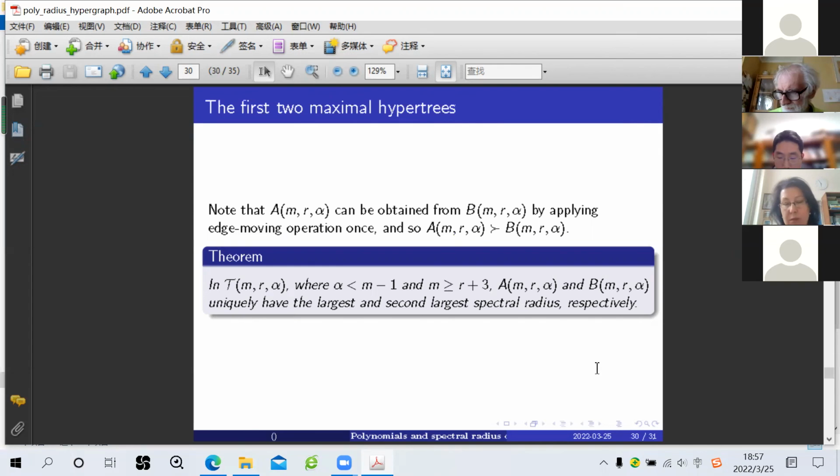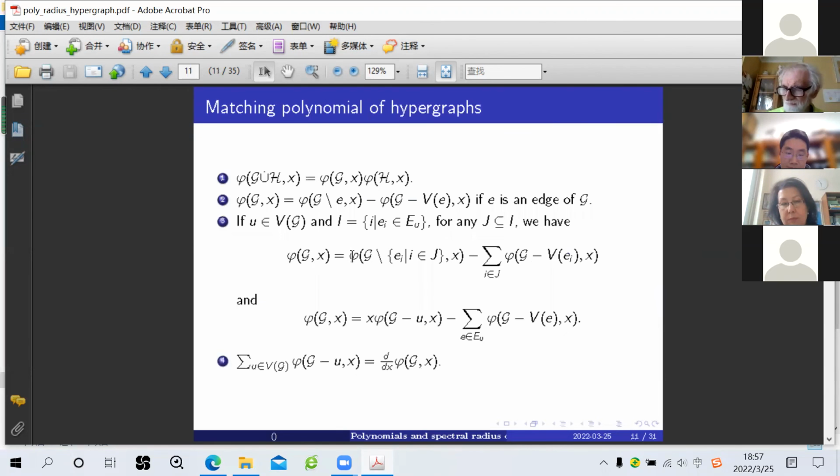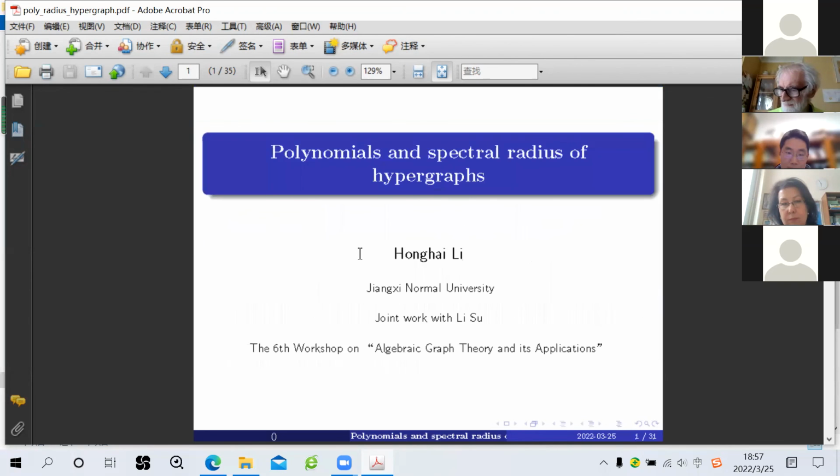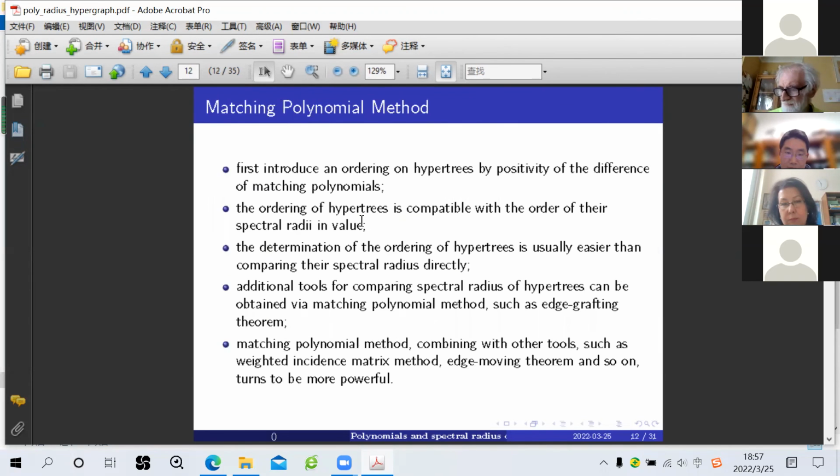Yes, but to use our matching polynomial method, the matching polynomial method is useful and correct for hypertrees. Only for hypertrees? Yes, only for hypertrees. So for hypergraphs with cycles, you use another theory. I mean, another approach.